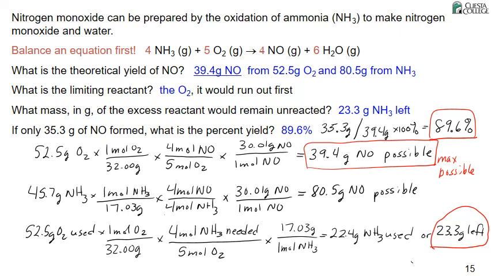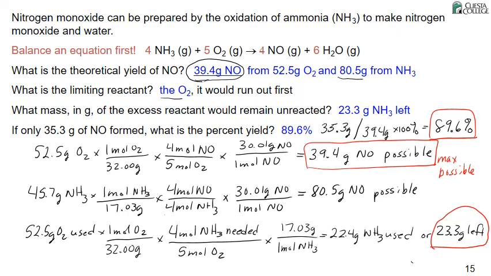First of all, one has to have a balanced chemical equation. There were two possible amounts of NO formed, 39.4 grams from O2 and 80.5 grams from ammonia. Of course, the 39.4 grams is the most we can make. At that point, all the O2 runs out, so O2 is the limiting reactant. In order to figure out how much of the excess reactant is unreacted, we can follow the bottom calculation.